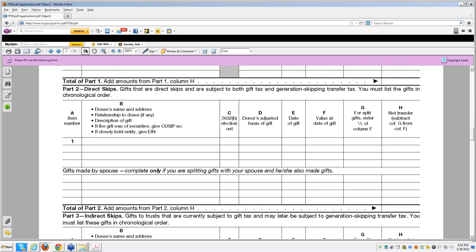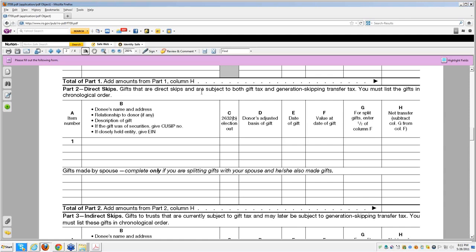Direct skips. Gifts that are direct skips are subject to both. Remember, what is a direct skip? See, you guys don't know how to fill these out because you're not reading. Okay, that would be a direct skip would be from you to the servicing company. No, what did it say in 2612? What did it say a direct skip was? Was it a trust or a natural person? Yeah, that's in 2613. Right.